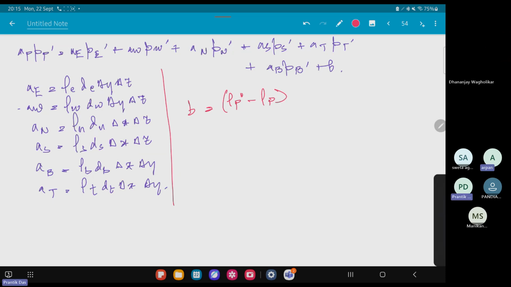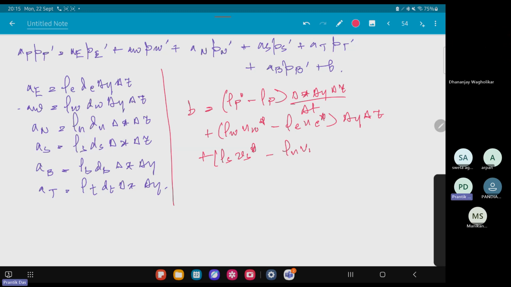So (rho P naught minus rho P) delta Y delta Z delta S delta Y delta Z divided by delta T plus (rho W E W star minus rho E E star) delta Y into delta Z plus (rho S V S star minus rho N V N star) delta X into delta Z plus (rho B W B star minus rho T W T star) delta X into delta Y. Okay, is it clear to all of you?